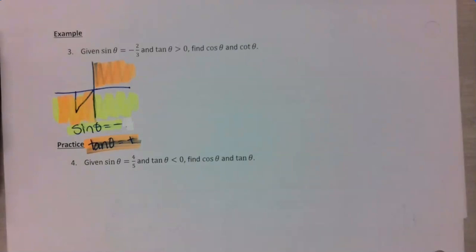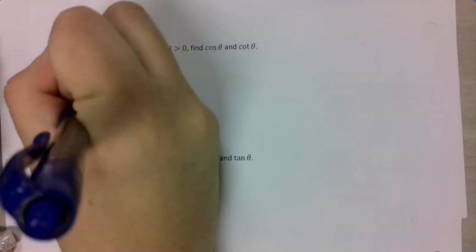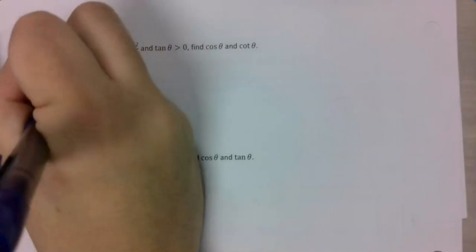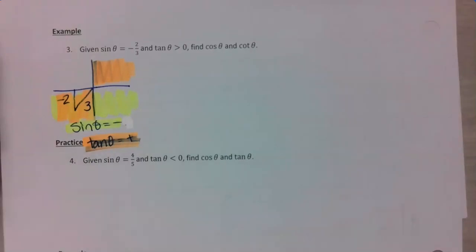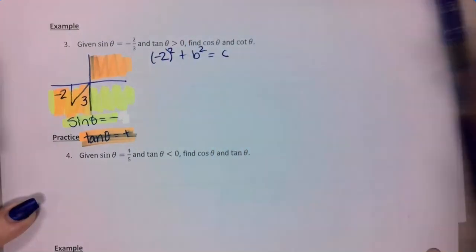So sine is opposite over hypotenuse. I'm going to put my numbers back on here. I have 2 and 3. Whenever I'm working with triangles on the coordinate plane, the hypotenuse is always positive. So that means the 2 has to get the negative. Now I need to figure out my missing side. I'm going to use the Pythagorean theorem. I'm going to have negative 2 squared plus b squared, because I don't know that side length, and it should equal 3 squared.